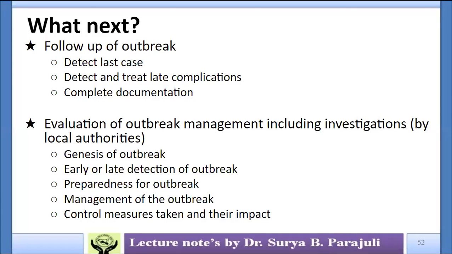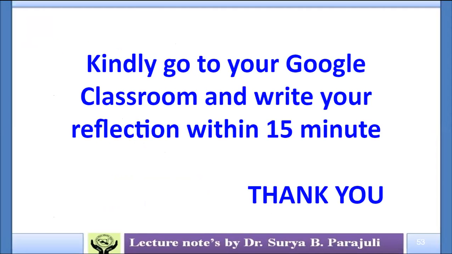Then evaluation of outbreak management, including investigations. What is the genesis of our outbreak? What are the early and late detection of the outbreak? Preparedness for the outbreak. These are all intellectual content. Management of the outbreak: what control measures were taken? What were our successes? Actually, we need to go for SWOT analysis. What is our strength as a team? What is our weakness? What are our opportunities and what are possible threats? Always try to do SWOT analysis for any outbreak, for your work, for your guidelines.